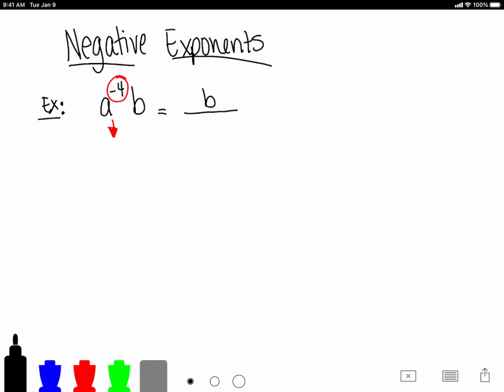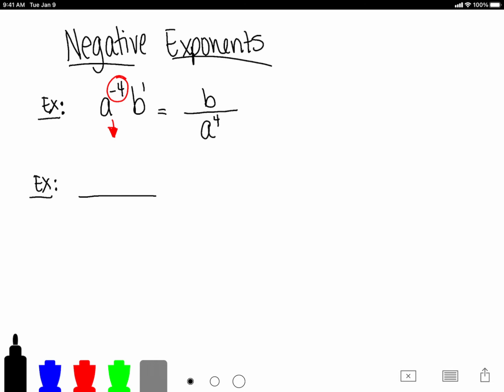B stays because these variables are able to be separated. They're not super glued together. So B has a positive 1 exponent. Remember we talked about that invisible 1. And so because it's positive, it's going to stay on the top. The A has a negative exponent, so that's going to move down to the bottom. And when you move it, the exponent becomes positive. Okay, do you see how that works? Let's take a look at another example.